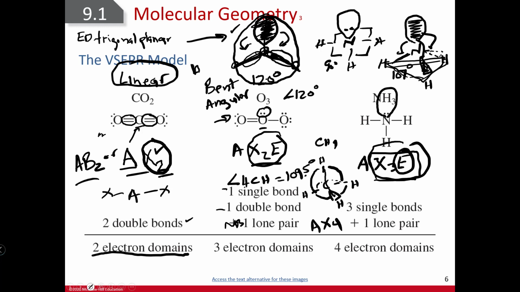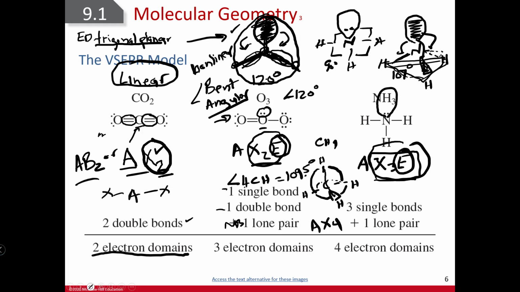Let's do that. Nonlinear. I like angular bent better. Nonlinear, not so much. All right. And the reason why you have a different electron domain geometry than a molecular geometry is because you have this non-bonding pair, lone pair. And the lone pair is invisible. So you can only see this part on the molecular geometry, but you see the whole structure when you do electron domain. All right, let's look at this last one.